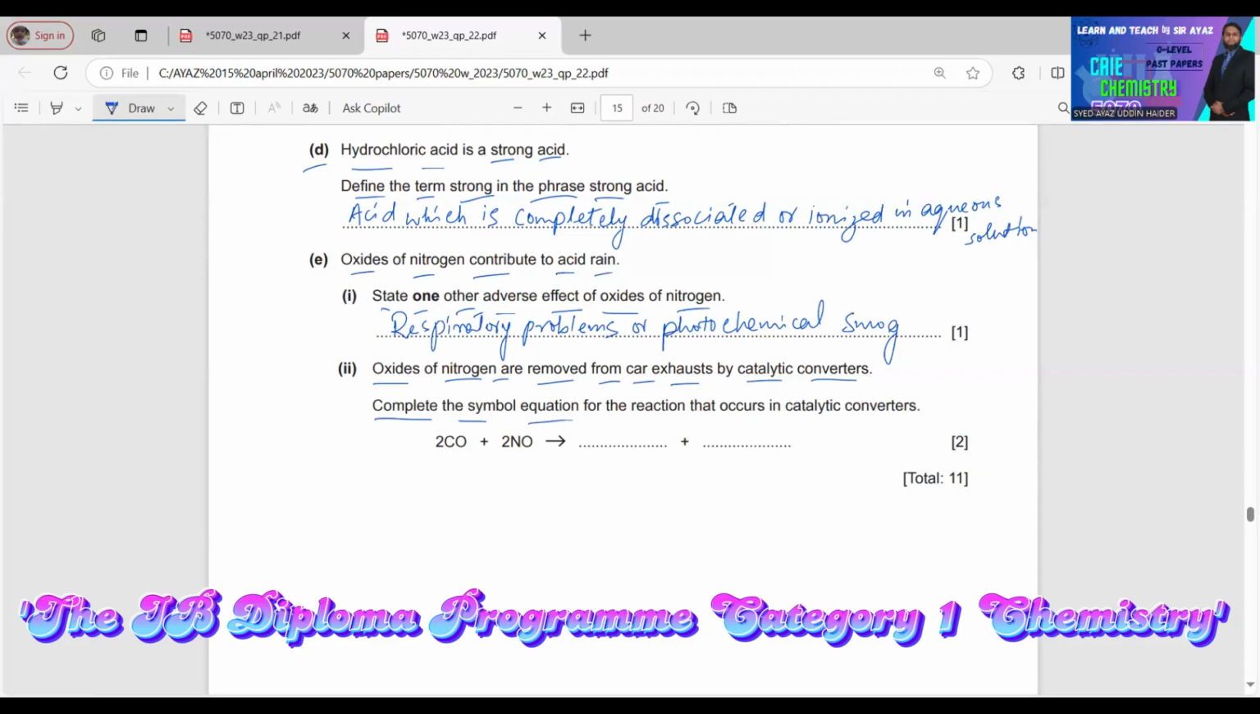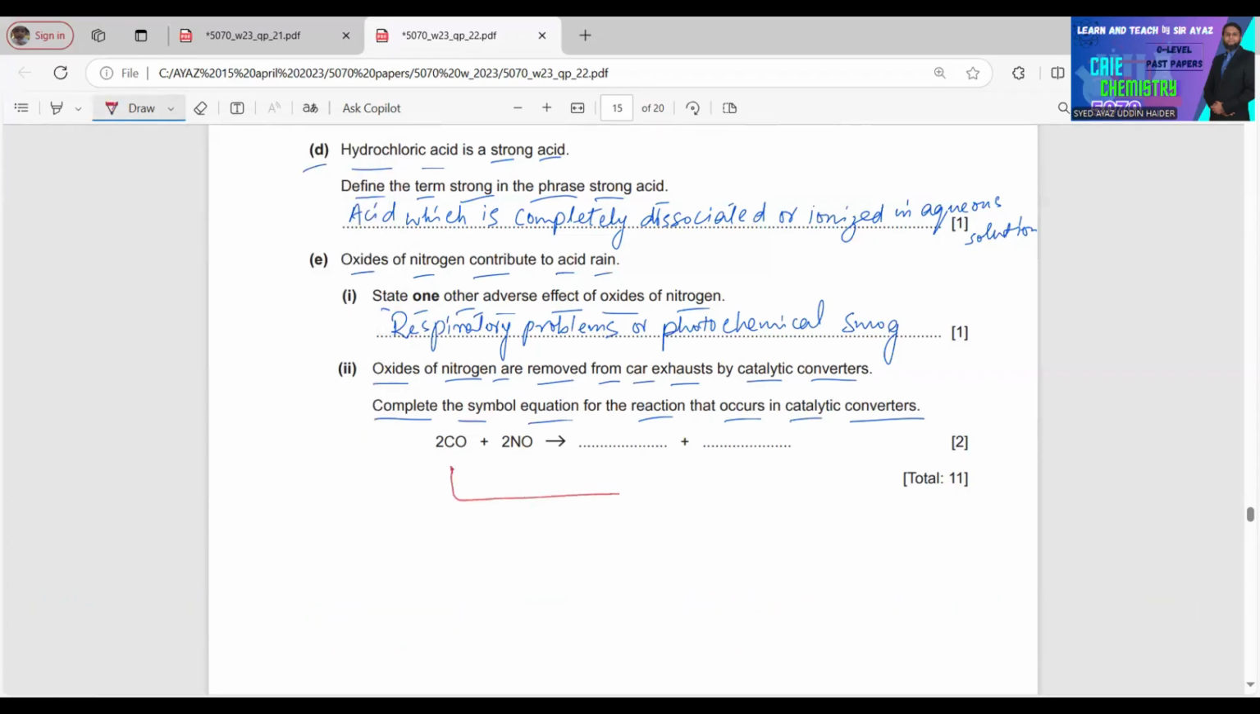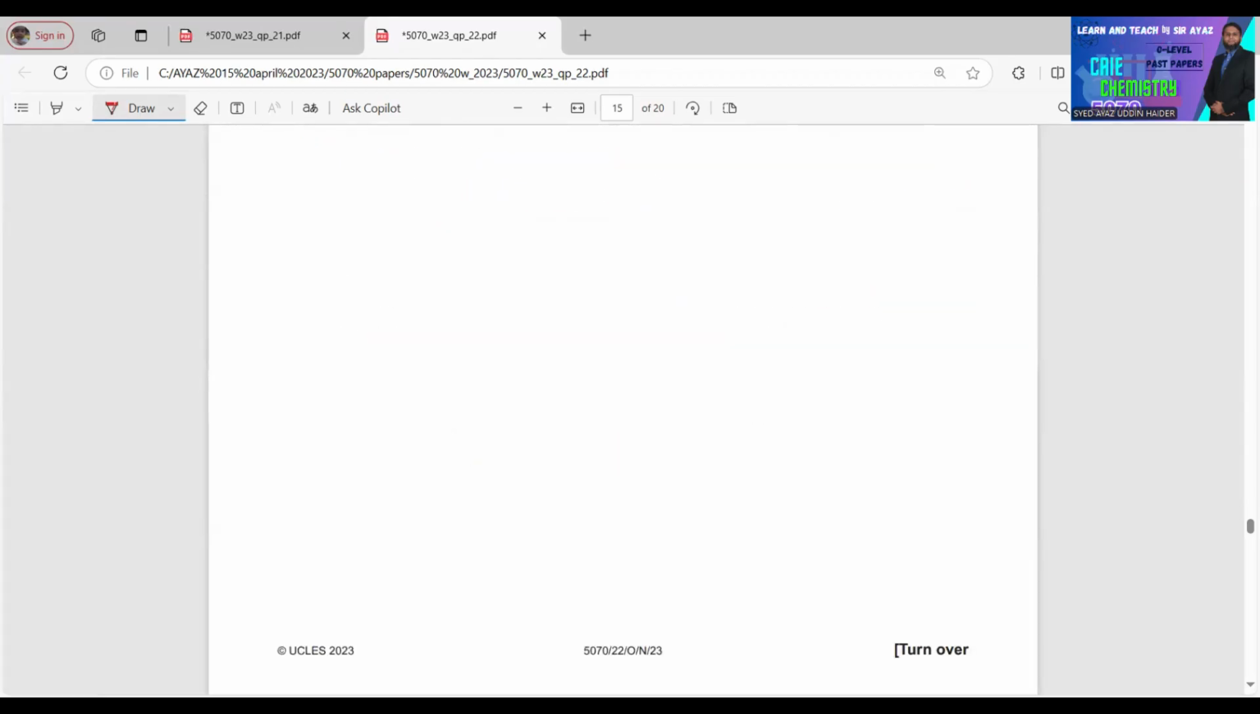Oxides of nitrogen are removed from car exhaust by catalytic converters. Complete the simple equation for the reaction that occurs in the catalytic converter. Now in this reaction, CO gets oxidized to produce CO2, and nitrogen gets reduced to produce N2. Now balance the equation, so you write 2 before CO2. This reaction is balanced now.